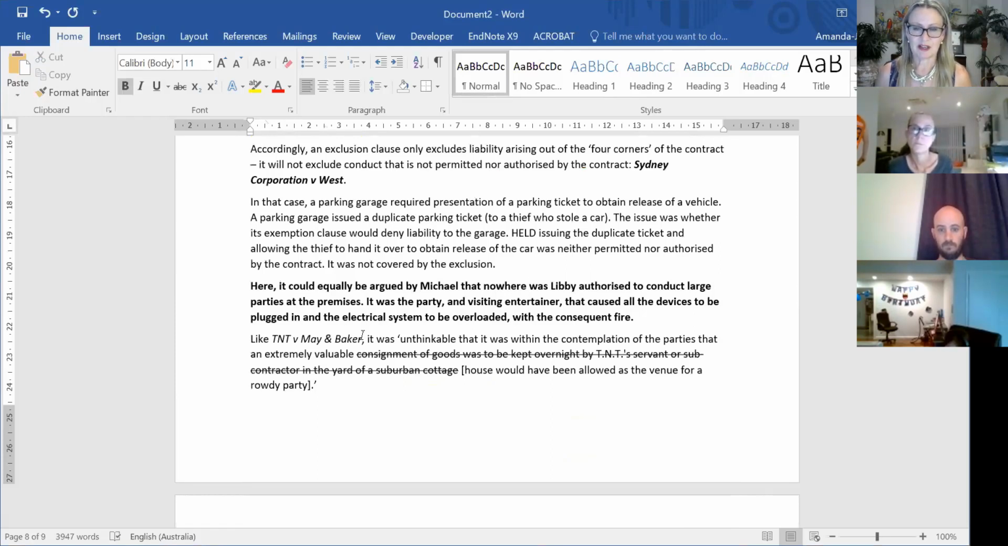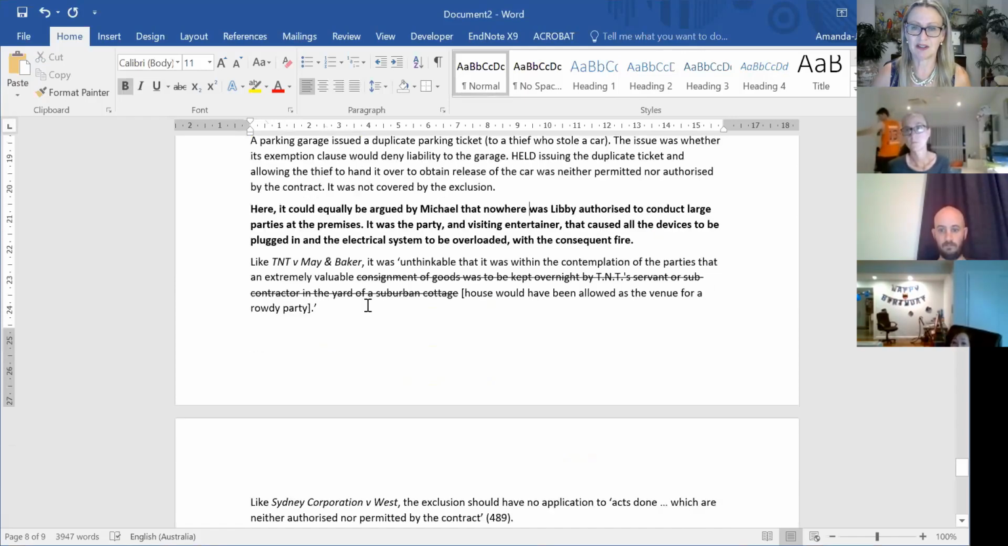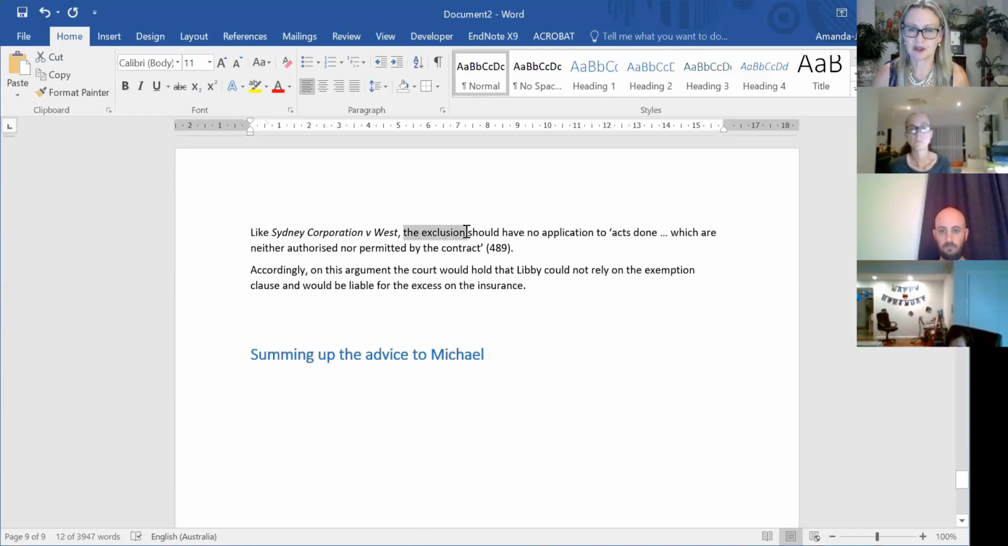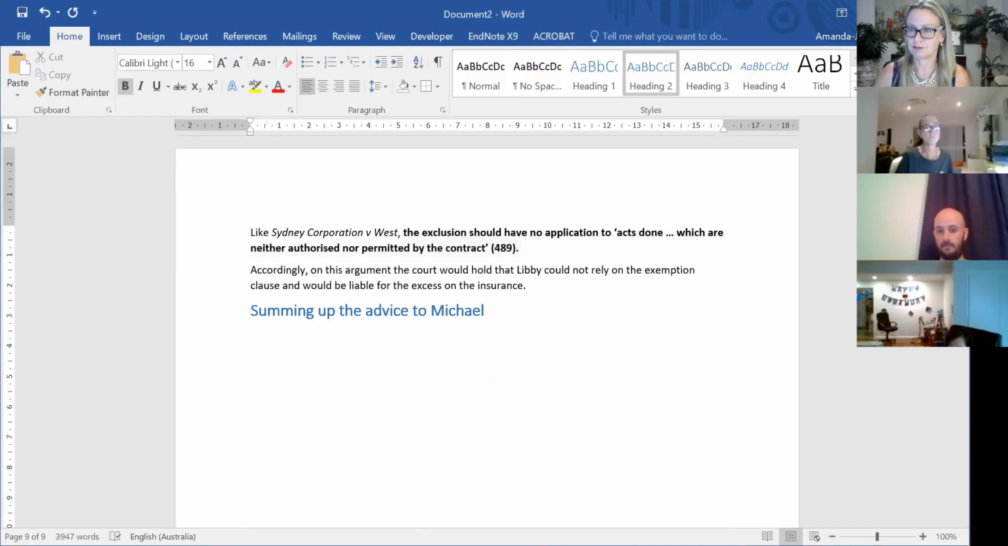Nowhere was she authorised to conduct large parties. It was the party that caused all the devices to be plugged in and fire. It was unthinkable that it was within the contemplation of the parties that an extremely valuable house would have been allowed as the venue for a party. So the exclusion clause should have no application to acts done that are never authorised nor permitted by the contract. Okay? Does that seem reasonable? Anyone have problems with that?